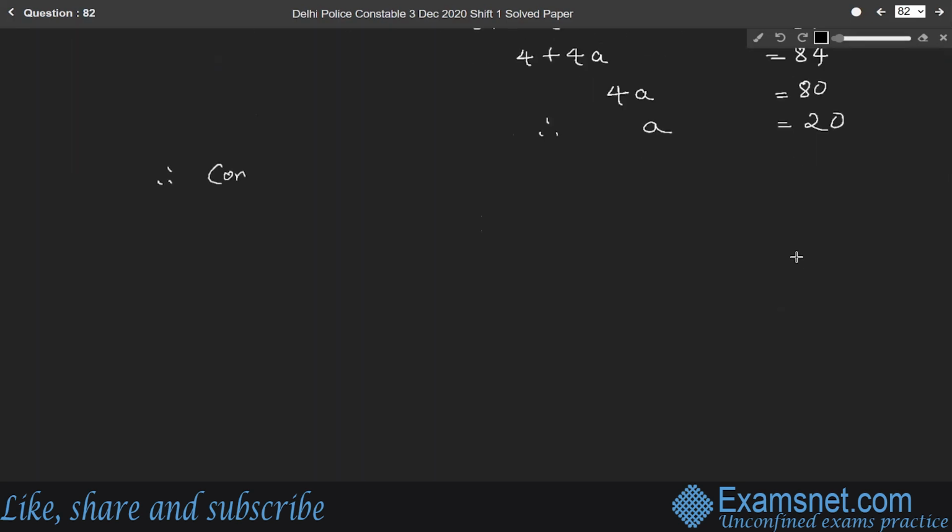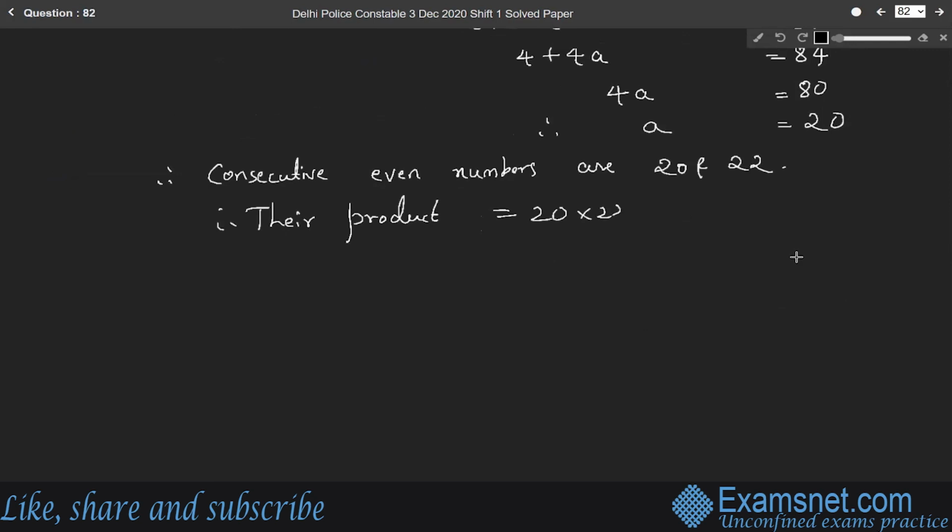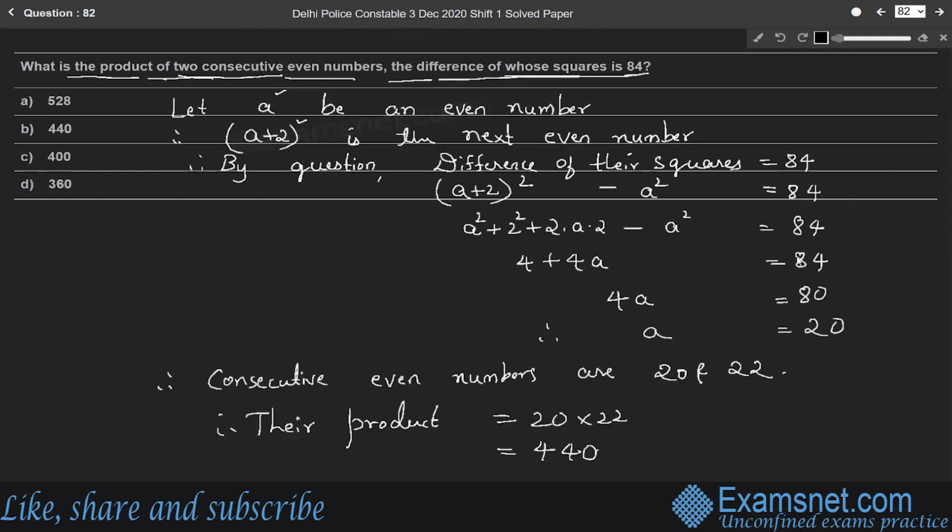Therefore, consecutive even numbers are A and A plus 2, 20 and 22, right? Therefore, their product is 20 into 22, which is 440. Therefore, the product of two consecutive even numbers, where the difference of squares is 84, is 440.